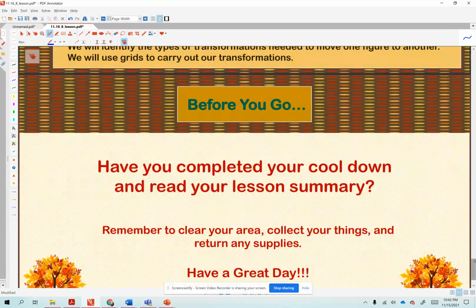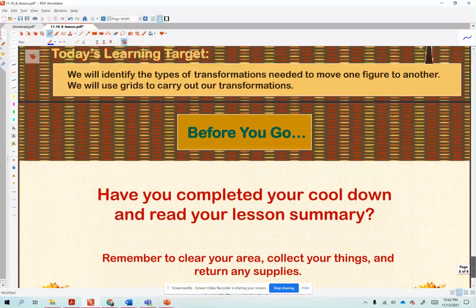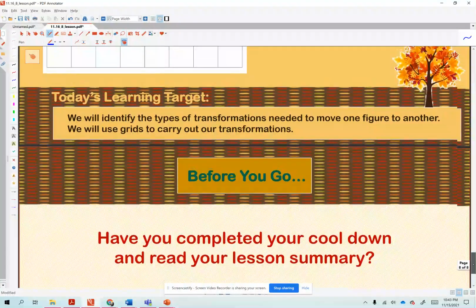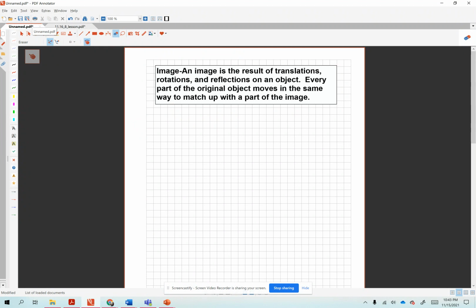So make sure that you read your lesson summary twice and come back tomorrow with your new language memorized. Our word for today is image.